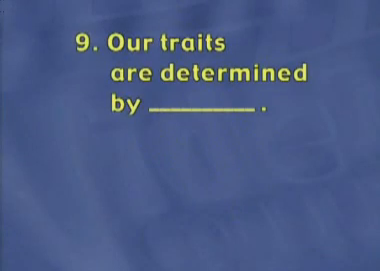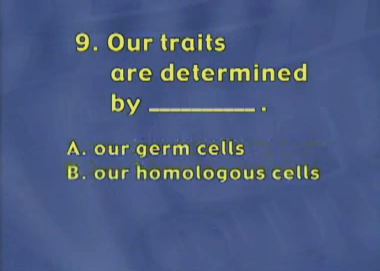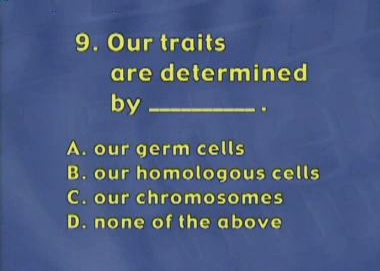Our traits are determined by A, our germ cells, B, our homologous cells, C, our chromosomes, or D, none of the above.